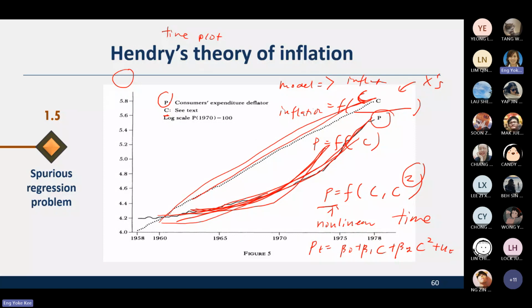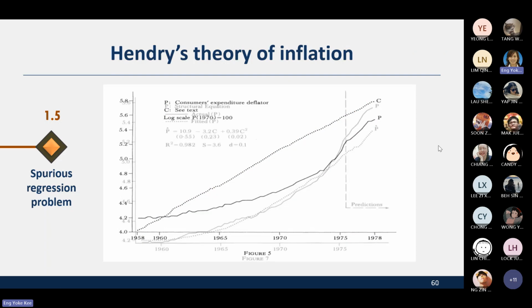So what do you expect? Non-linear, ma. So go down first and then go up. Go down means what? Negative, and then go up. So you expect this beta value here to take a negative value, and this value to take a positive value. So this is his model. It seems that it suspects that C is the one that contributes to inflation in the UK.